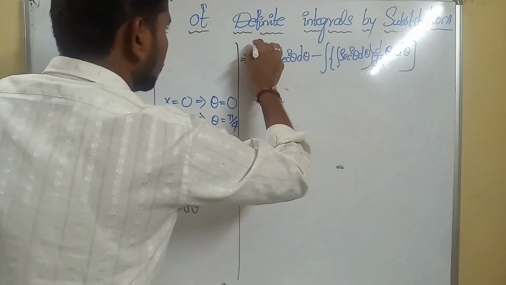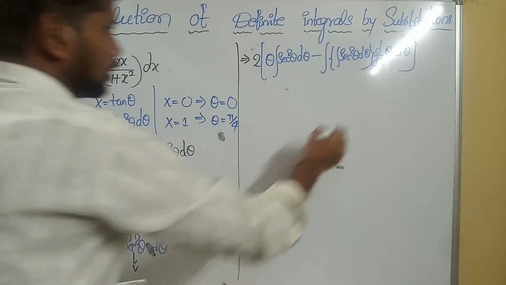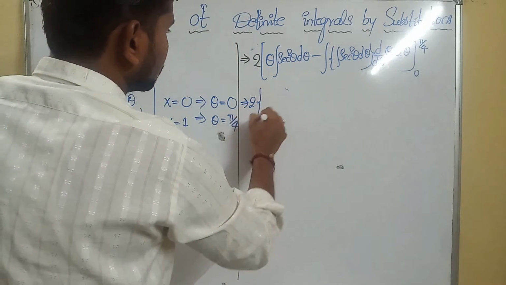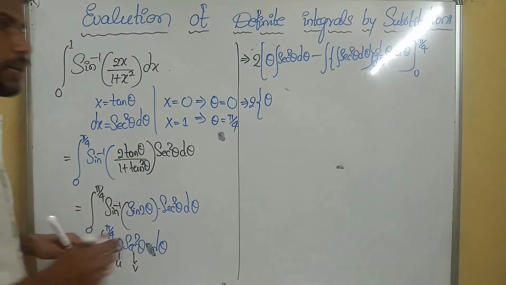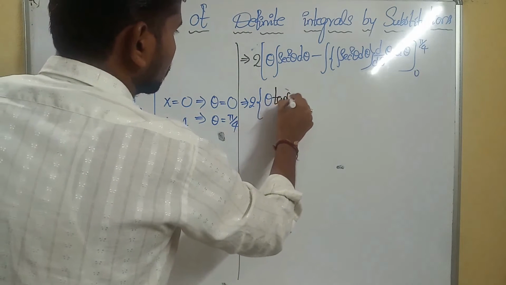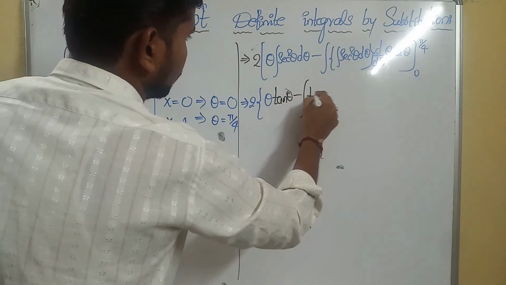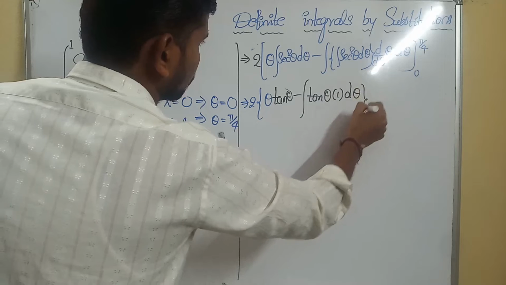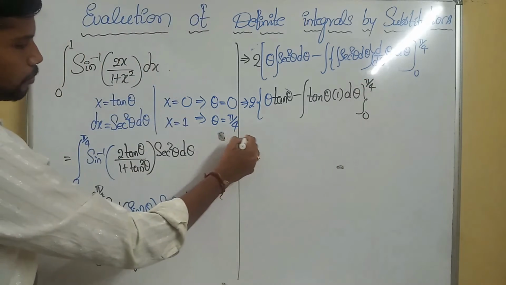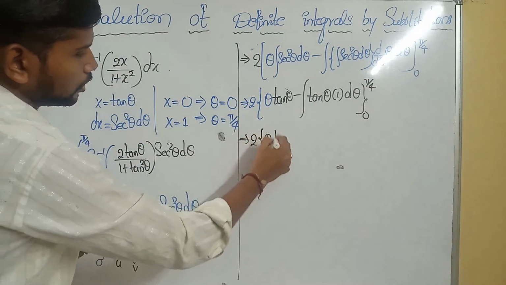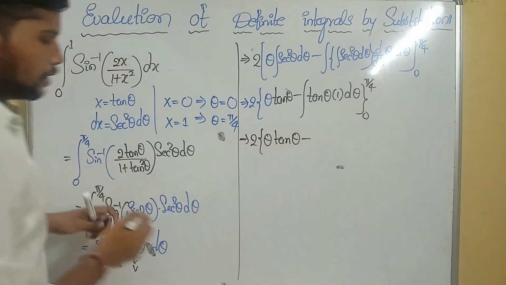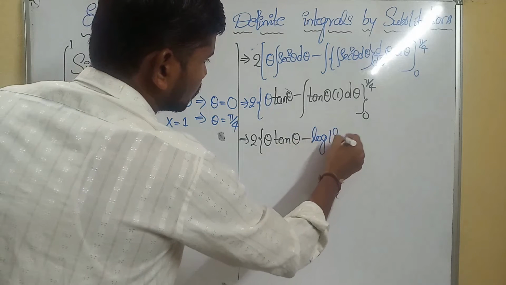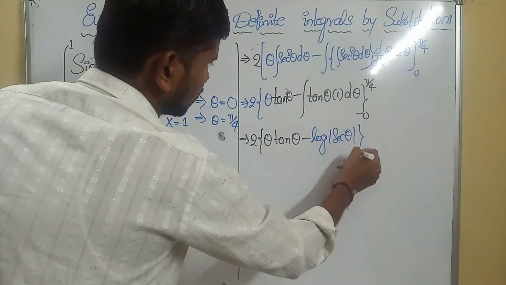The limits will be same, no change in the limits, that is 0 to pi by 4. It will be 2 as it is. Theta, what is the integral of secant square? It will be tan theta, minus integral of tan theta, derivative of theta will be 1 into d theta. The limits will be same. Getting my point clearly? It will be 2 theta tan theta, minus integral of tan theta, which will be log of modulus of secant theta. The limits are 0 to pi by 4.